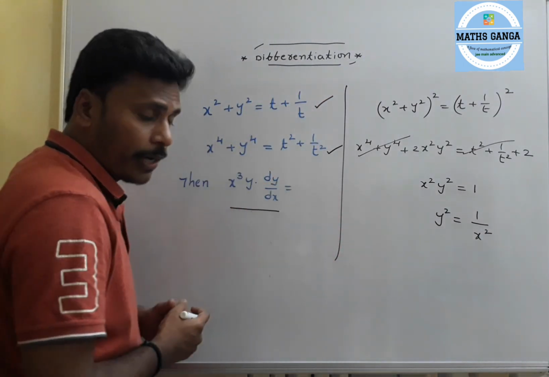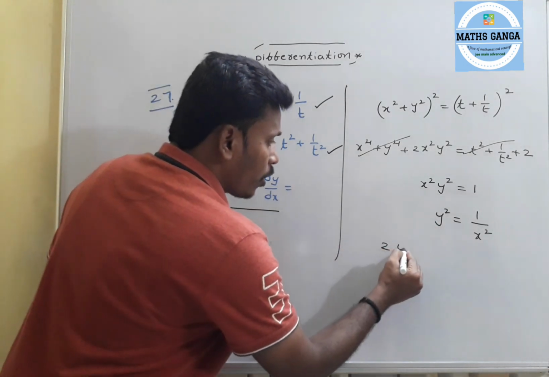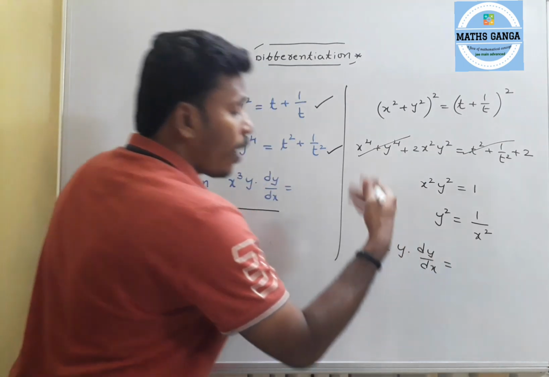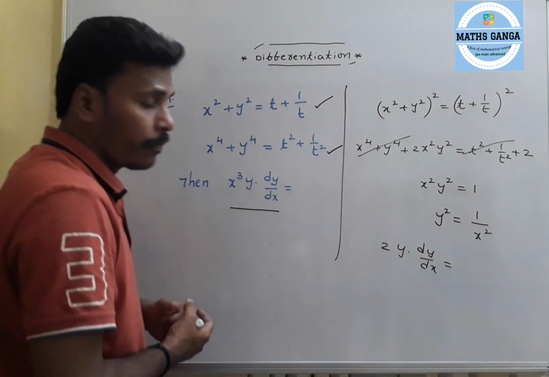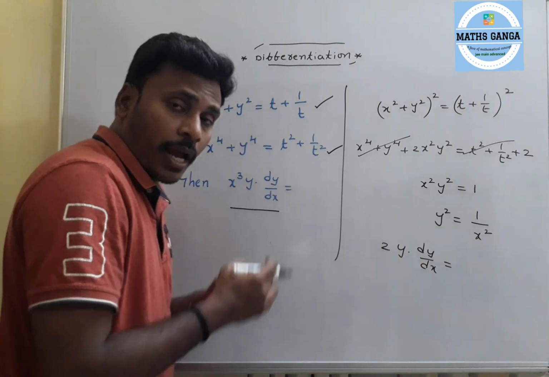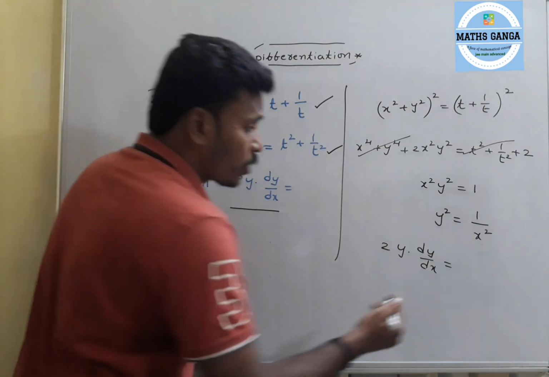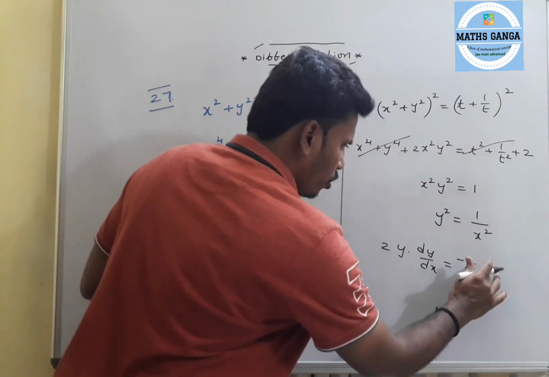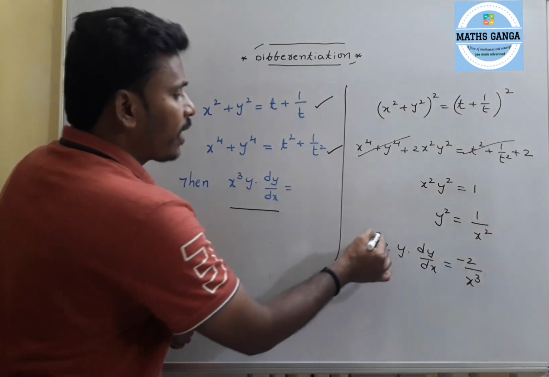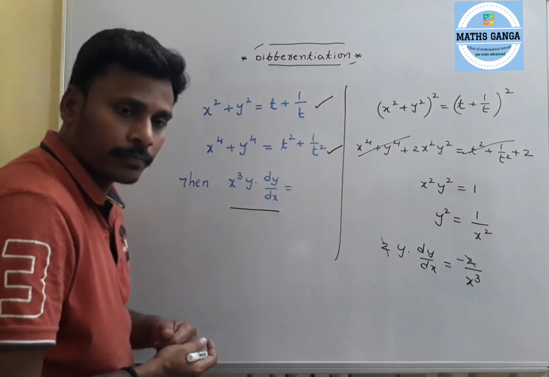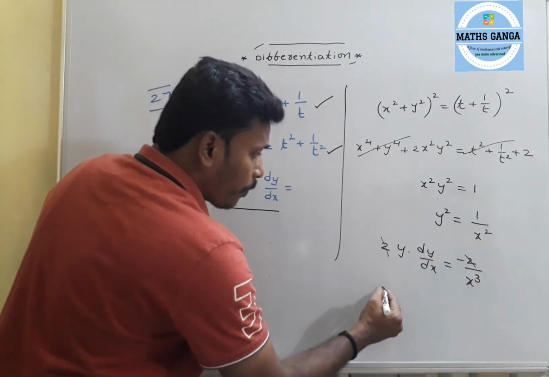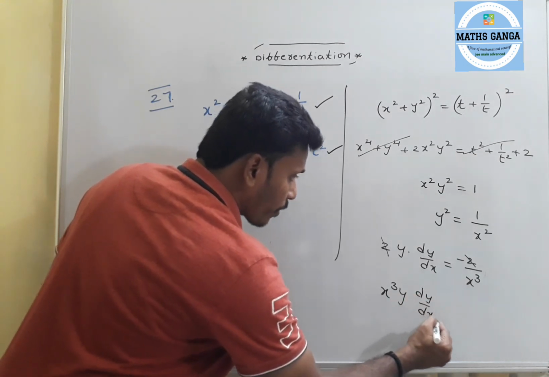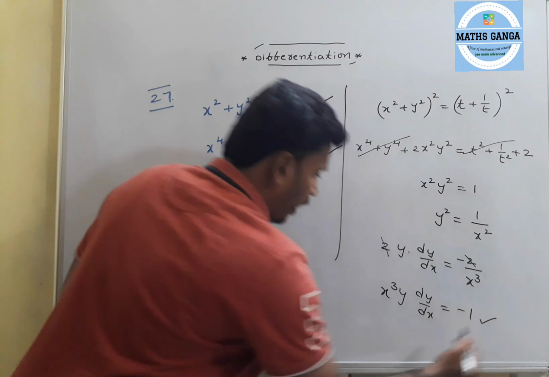You just apply the derivative. For y square it is 2y into dy by dx. Whereas on that side, for 1 by x square, x power minus 2, minus 2 into x power minus 2 minus 1, that is minus 2 by x cube into 1. So this is simply minus 2 by x cube. Then cancel out this 2 and 2, right? Collect x cube on this side. You are left with x cube y dy by dx is equal to minus 1 directly.